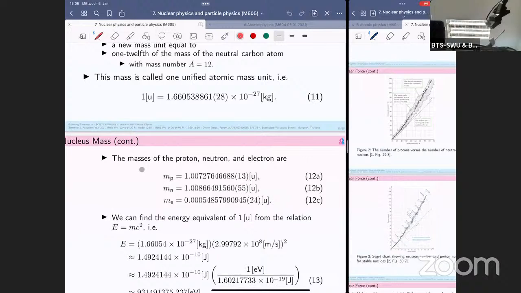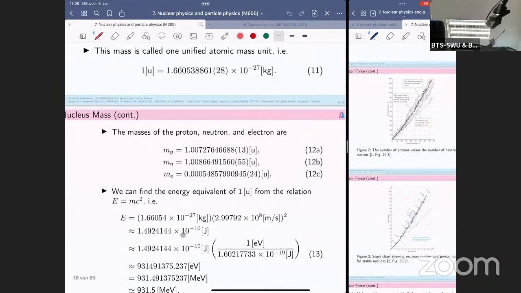The mass of the proton is around 1.00. The mass of the neutron is around 1.0086. This is 727. And we can find the energy equivalent of 1 u from the relation E equals mc squared. You know that E equals mc squared is the mass-energy transformation expression, right?